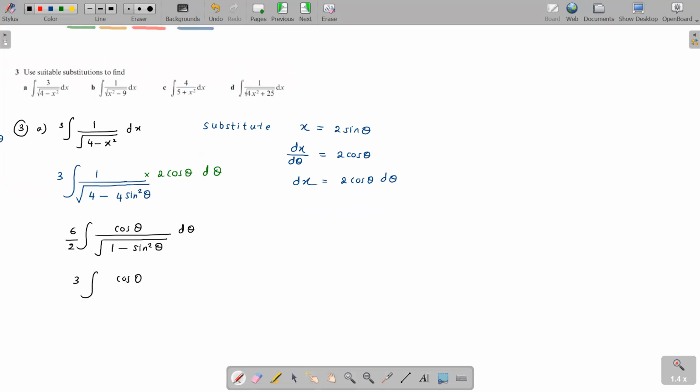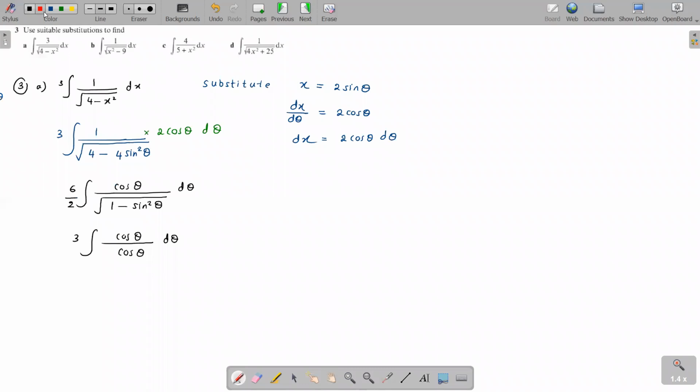Integration of cos theta. Root 1 minus sine square is cos square, right? So root of cos square is cos theta. Do you agree? I've skipped a few steps here. Root 1 minus sine square. The 1 minus sine square is cos square. Root of cos square, when you remove this root and the square will cancel and you get cos theta. So basically again the cos theta will cancel and you get the integration of 1.